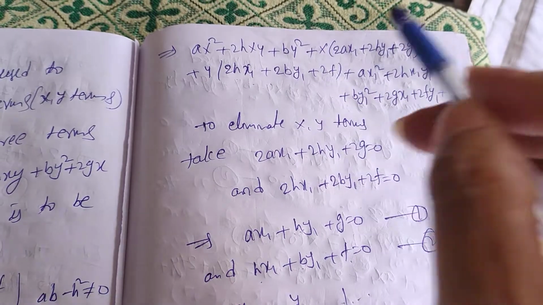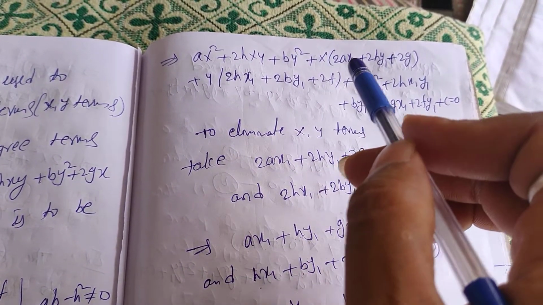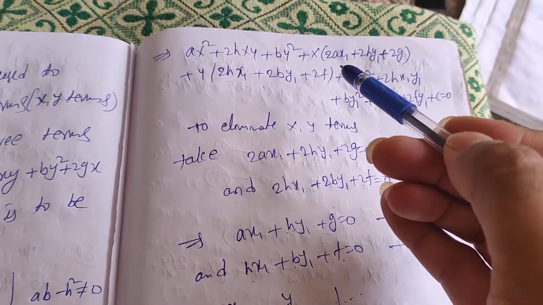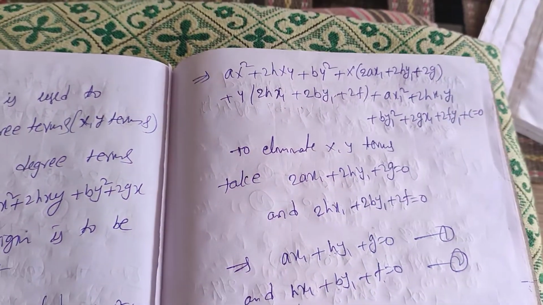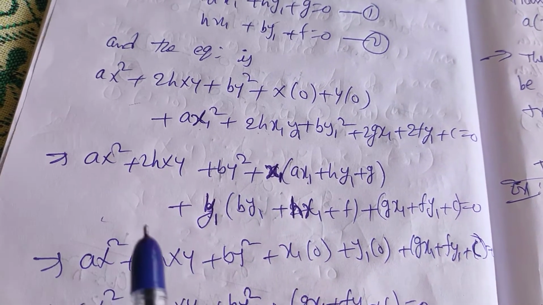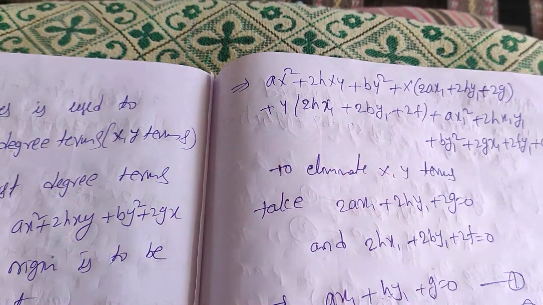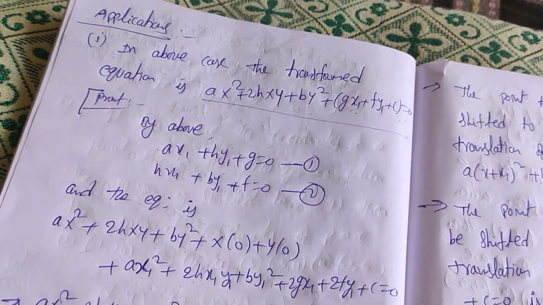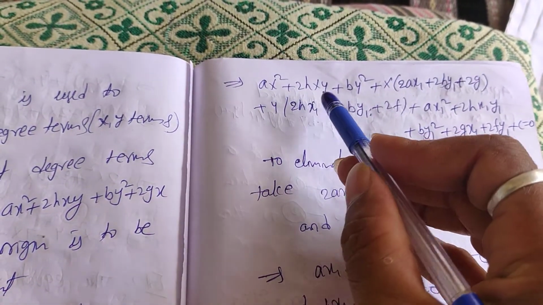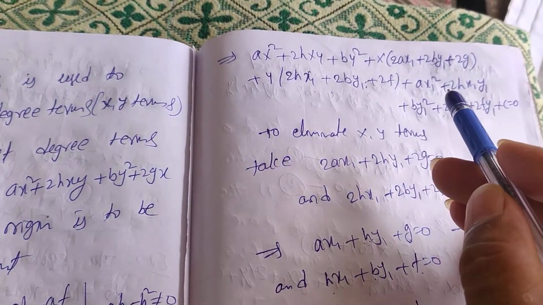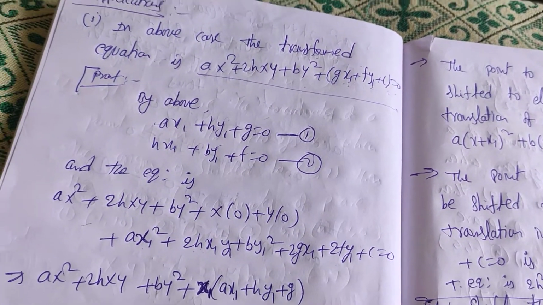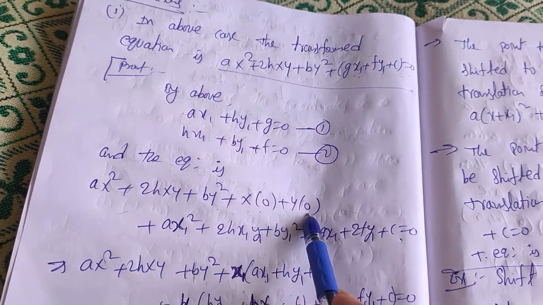To get the point, I am using these two equations. If you want to get the equation, just substitute those values here. So it becomes 0. Now that equation becomes ax² + 2hxy + by² plus x into 2ax1 + 2h..., so this one and this one will be eliminated. So we have ax² + 2hxy + by² + ax1² + 2hx1y1 + by1² + 2gx1 + 2fy1 + c = 0. Okay, so this is the equation. So these two terms will be cancelled.